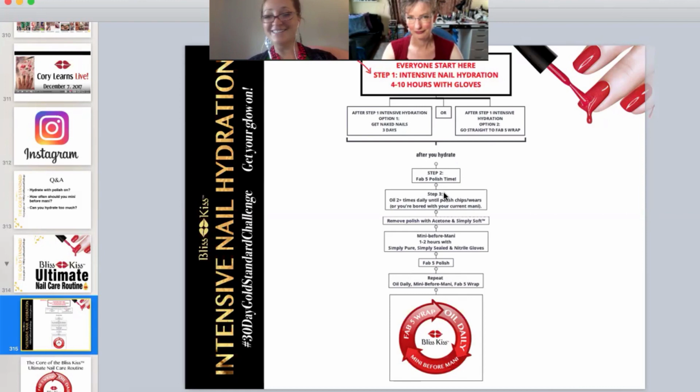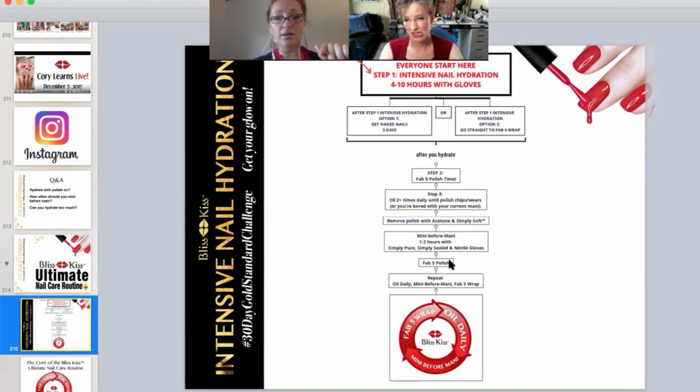After you do intensive, step two is the Fab Five wrap. Step three, you want to oil two to six times daily, at least two minimum, in the morning and before bed. And then once you get bored of your manicure, you remove it and start over again. So in between every manicure is the perfect time to do a mini before mani. Even if it's just an hour.